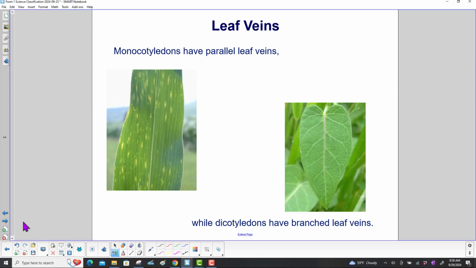Monocotyledons have parallel leaf veins. You can't really see with the green here, but they're all going in a straight line. They're all parallel. Dicotyledons have branched leaf veins. They have this main line going down, and they have veins shooting out from either side.